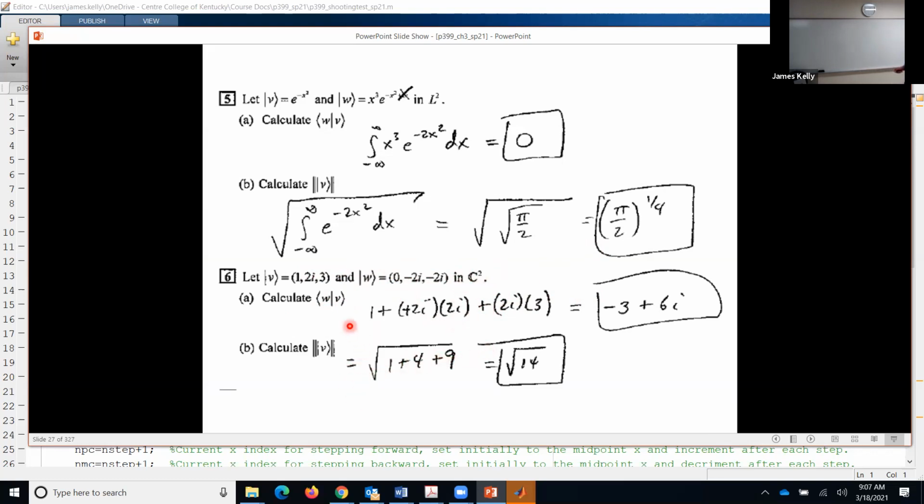And calculating the norm of this vector v, we take the inner product with itself. We do 1 times 1 star plus 2i times 2i star, which is 4, plus 3 times 3 star, which is 9. And then we take the square root of that to get root 14. Nothing dramatic going on there, but there's just a lot of ways we've got to learn to turn that crank, and you're going to see all this integrated together starting in section 3 and beyond.